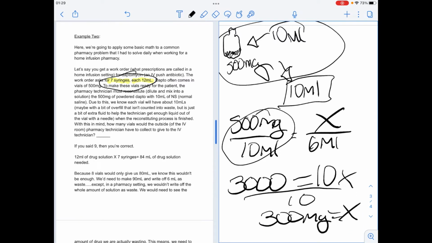So we want to see, does our answer make sense? So for every 10 milliliters, remember, we have 500 milligrams. So if we have 6 milliliters, which is a little bit smaller than 10, we're going to have a little bit smaller than 500 milligrams. 300 is a little bit smaller. So at least we can see that our answer makes sense.